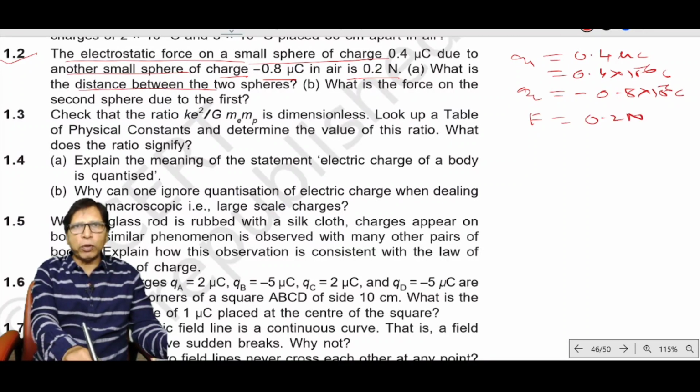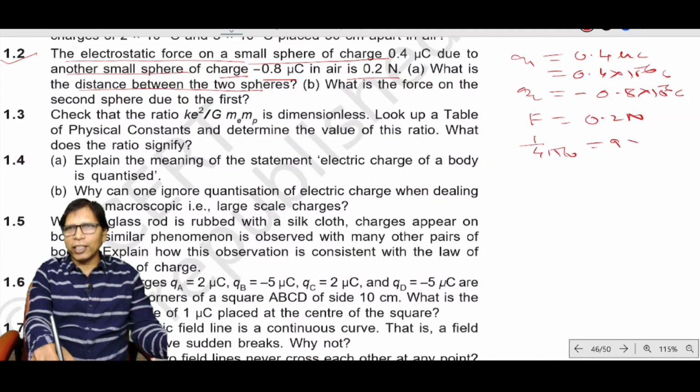What is the distance between the two charges? Now you also know 1 by 4 pi epsilon naught equals 9 into 10 to the power 9. We have to calculate R, the distance between the two charges. No problem. Now look at this.